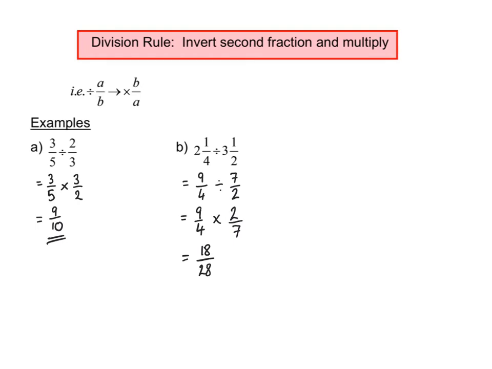In this example, we do actually have a bit of simplification that can be done. So 18 and 28, both top and bottom they're both in the 2 times table. So we can divide both of them by 2. 18 divided by 2 is 9, and 28 divided by 2 is 14, and that's it then in its simplest form. So just a reminder, for division, all we do is we invert the second fraction and we change it into a multiplication instead. So division by a over b just becomes multiplication by b over a.